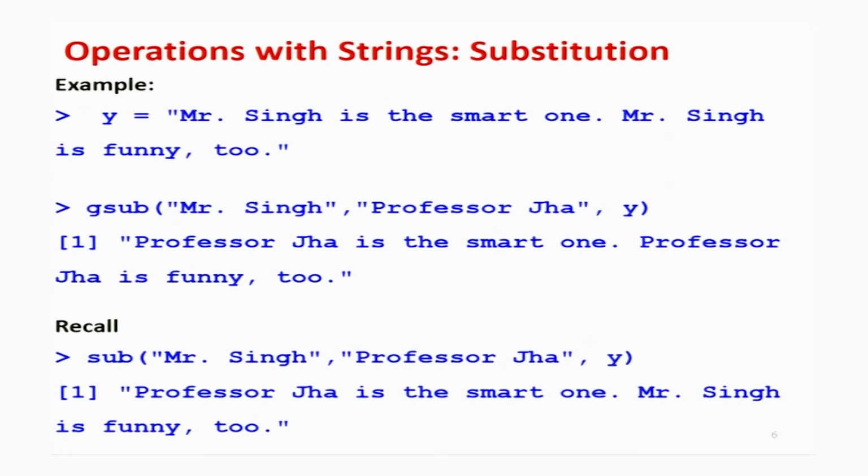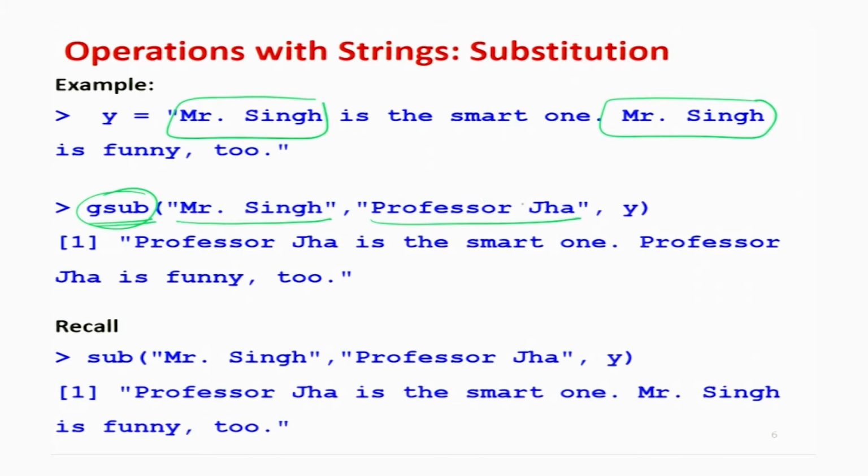Now in this case, if you use gsub, that is global substitution, then what will happen? Here you have y with Mr. Singh in 2 places, and now you are saying gsub, and you want to replace Mr. Singh by Professor Jha. So Professor Jha will be replaced at all the places in the string y where it encounters the word Mr. Singh, right? So you can see this is the outcome.